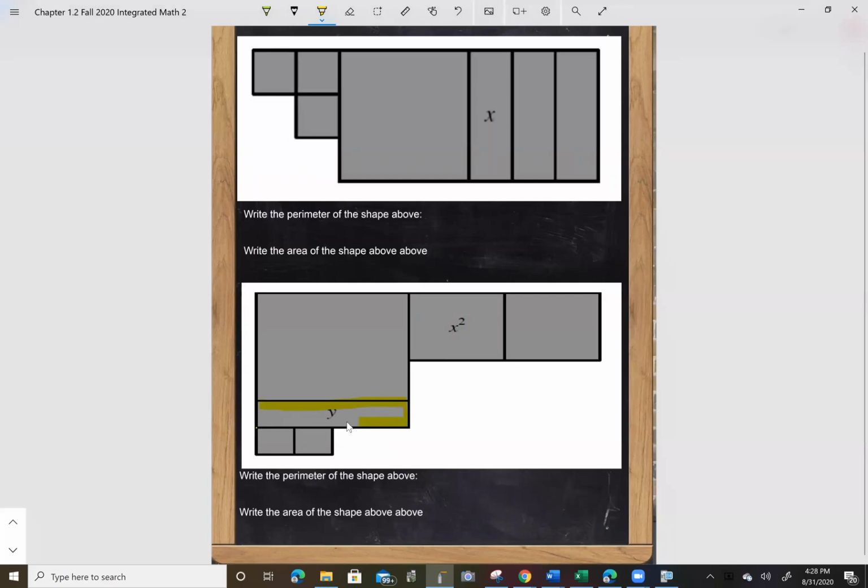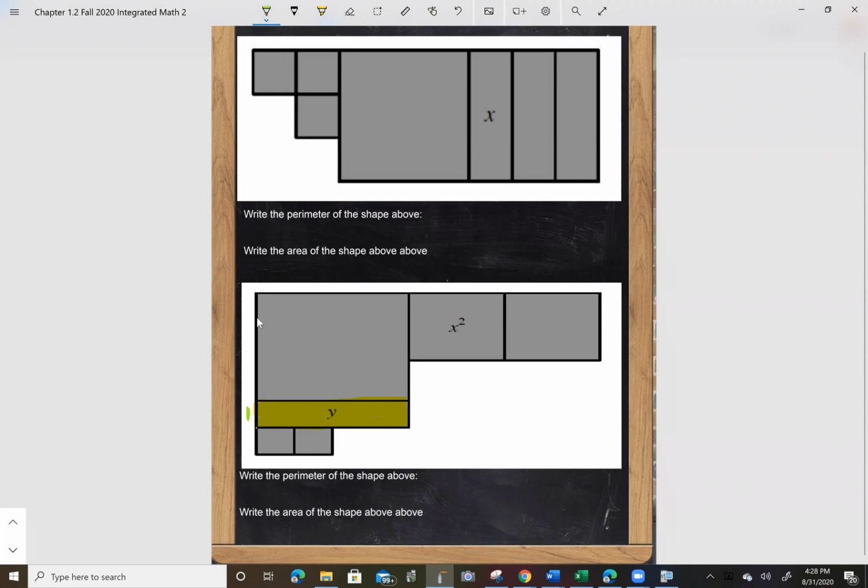has an area of y, and we know that one of the sides is 1. This side of the rectangle is 1. 1 times y will give us an area of y. Now, we only have y there. Y could be anything. That's why we have a variable.